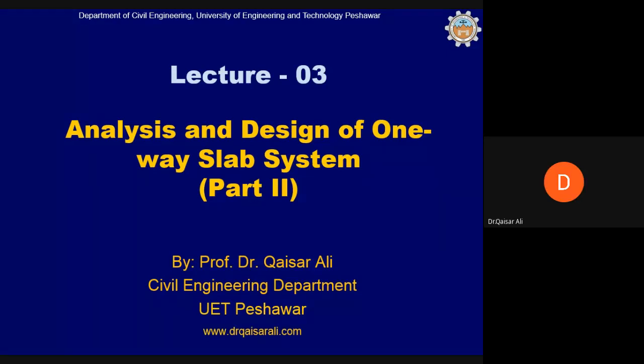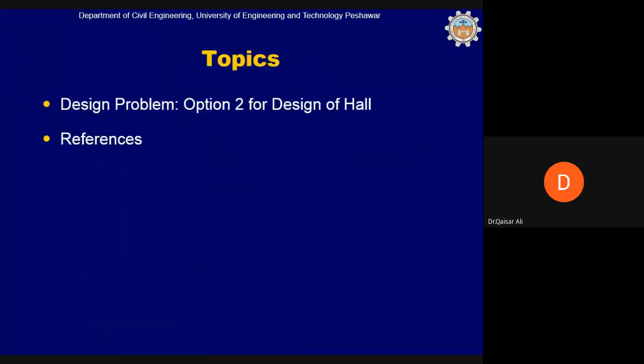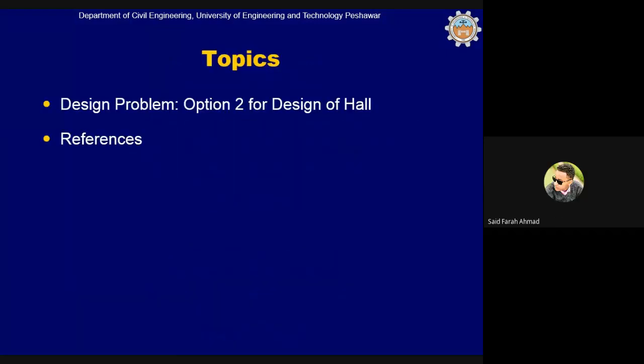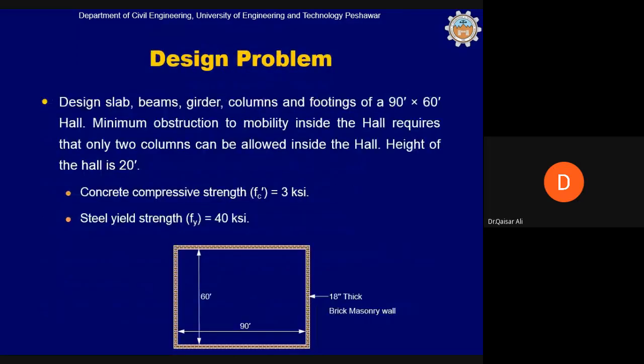Okay, so let's start today's lecture. I hope all of you can see the screen. In today's lecture, we are going to design slab, beams, girders, columns, and footings of a 90 by 60 feet hall. And there is a requirement, for minimum structural obstruction to mobility inside the hall, that only 2 columns can be allowed inside the hall.